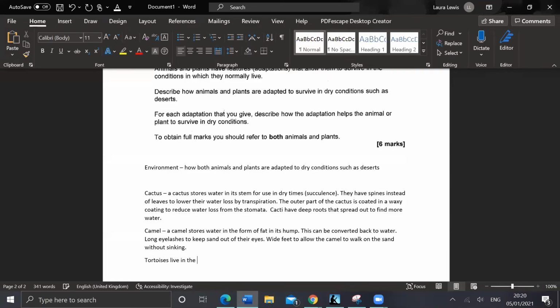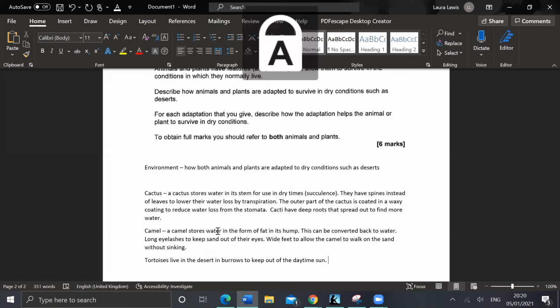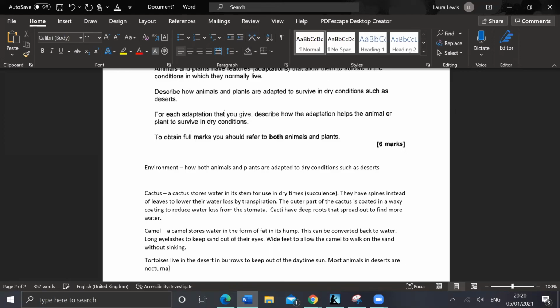live in the desert in burrows to keep out of the daytime sun. And most animals in deserts are nocturnal, so that means they come out at night. To avoid the heat from the daytime sun.